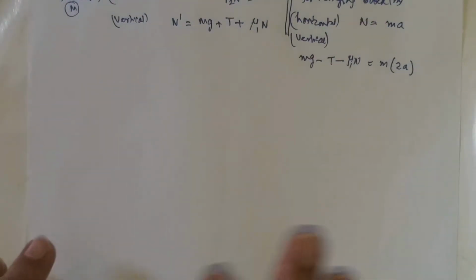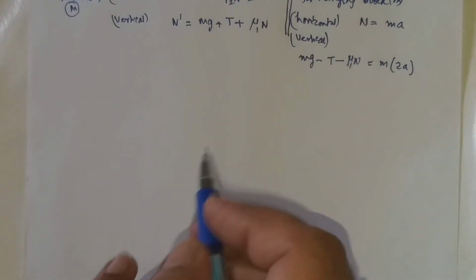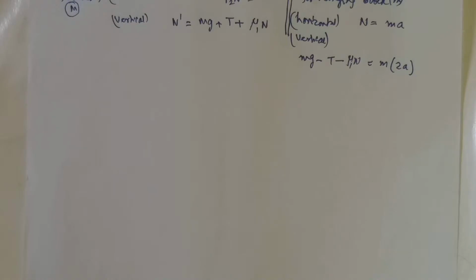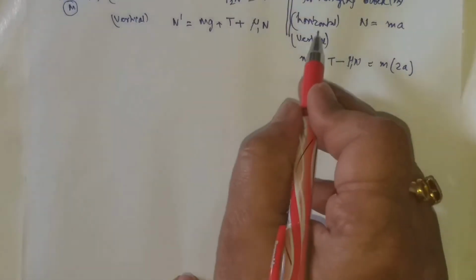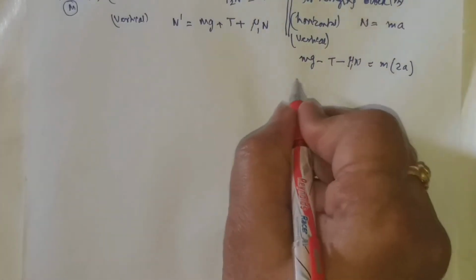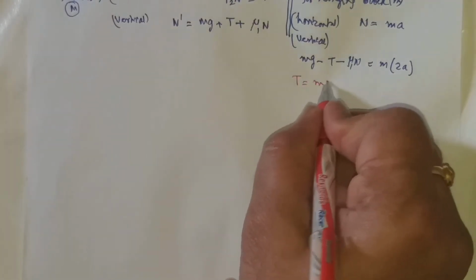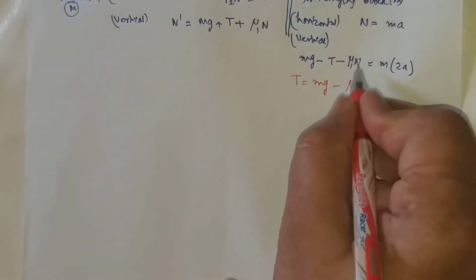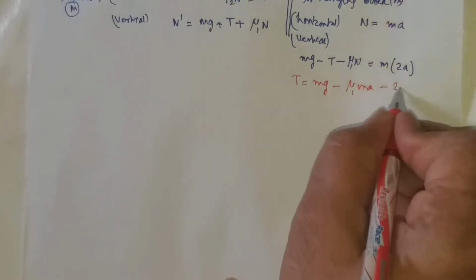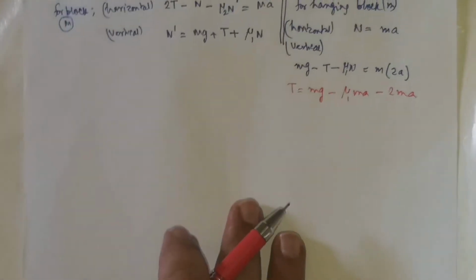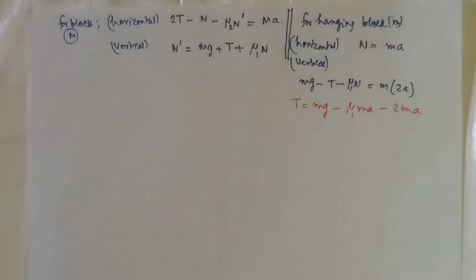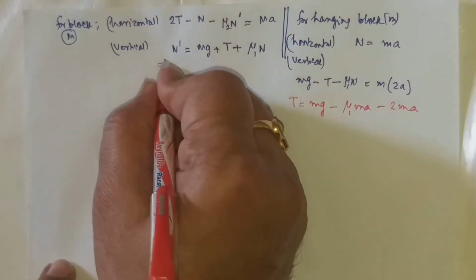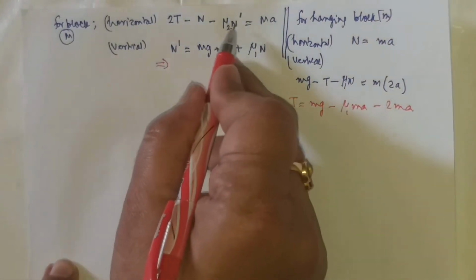Now, during solving, from here, let us find out T. I put N as Ma, and from there, T can be worked out as mg minus mu1 into N. I am putting it as Ma minus 2ma. Maybe this T comes as a handy value to put it here. Now, in this here, we need to put this N dash.